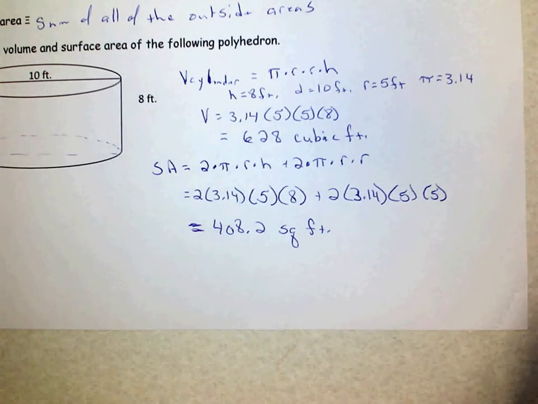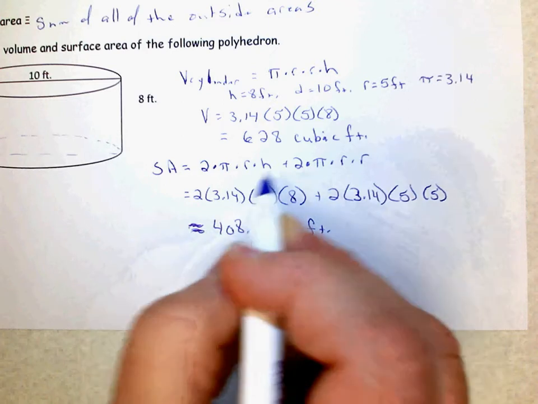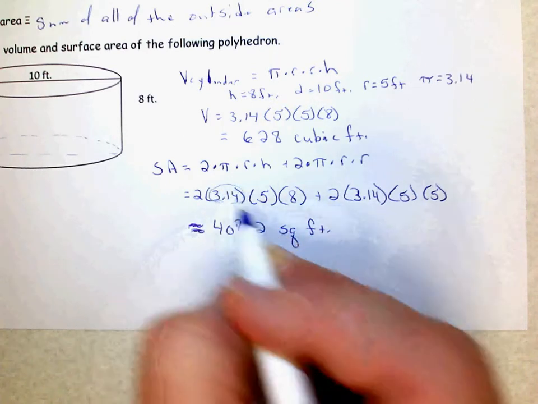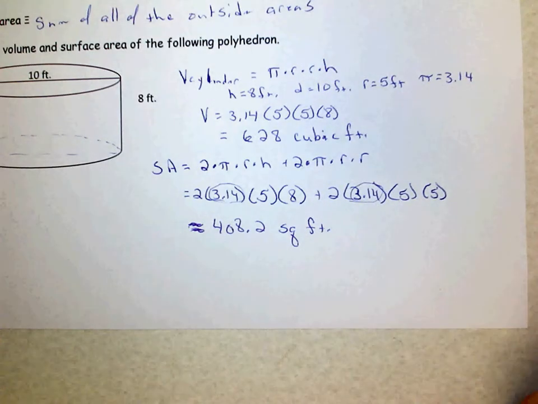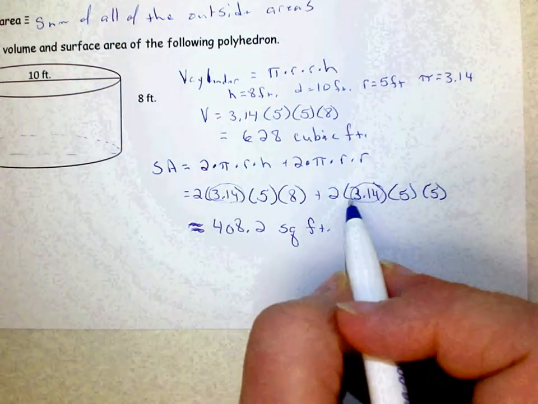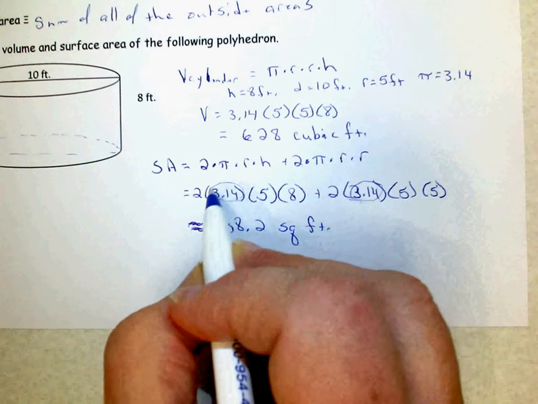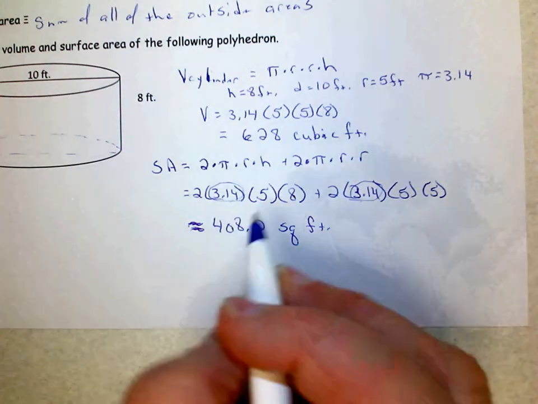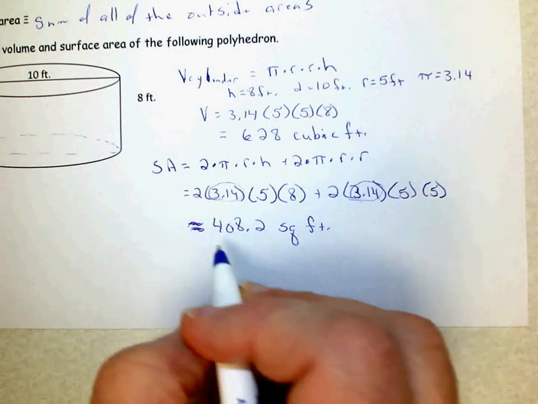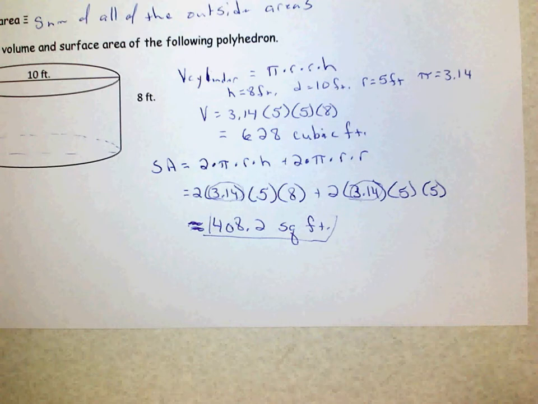And about the approximate, it really is an approximate value, because anytime you put anything in place of pi, just like we learned in an earlier chapter, we have used an approximation. So 408.2 is our approximate value for surface area. Have any questions? Just ask.